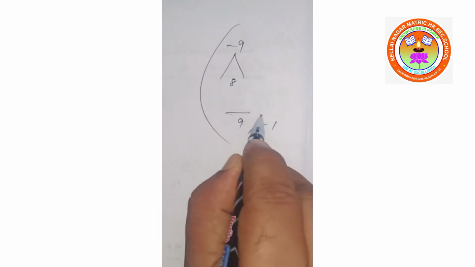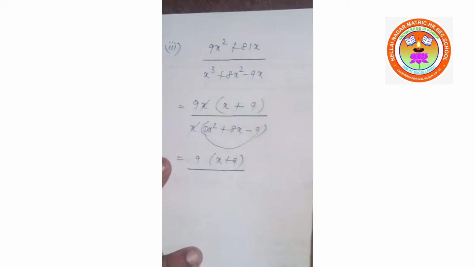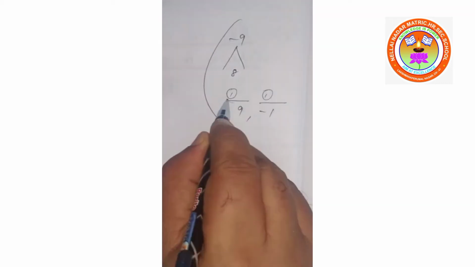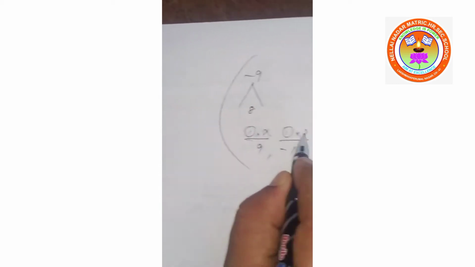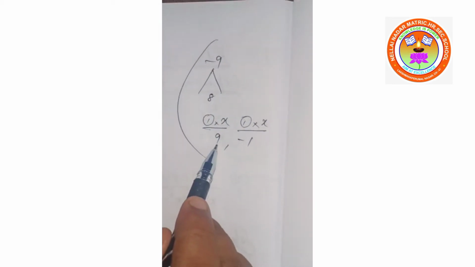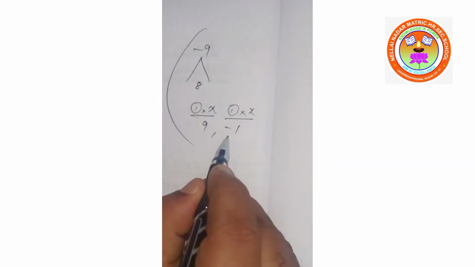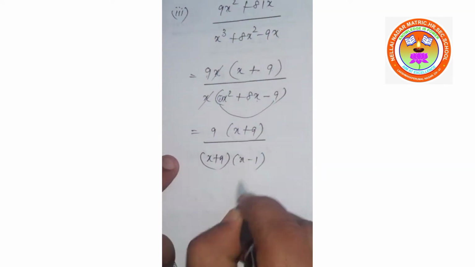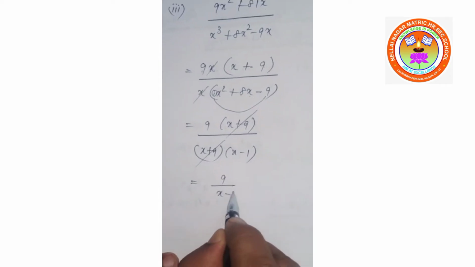For getting the factors, consider the coefficient of x squared. Here we have 1. Write 1 in the numerator, into the variable x plus 9. 1 into x minus 1. X plus 9 get cancelled. 9 divided by x minus 1.